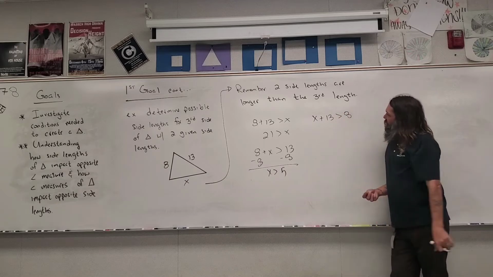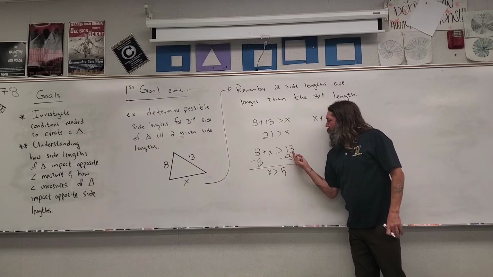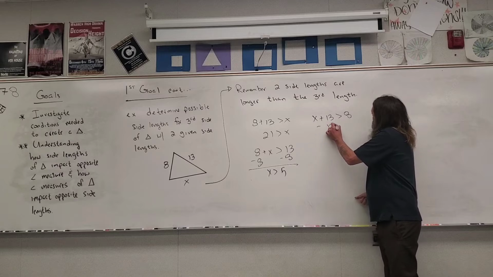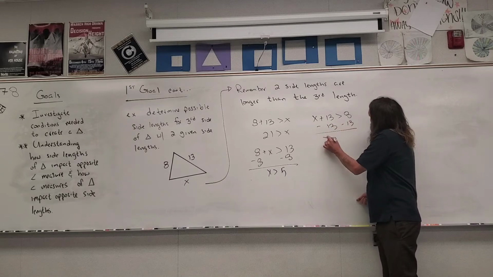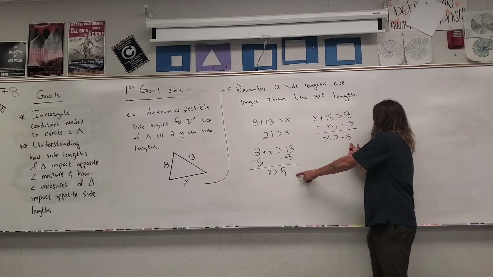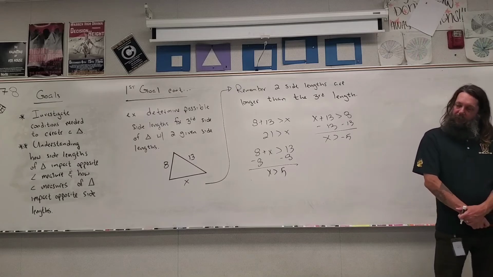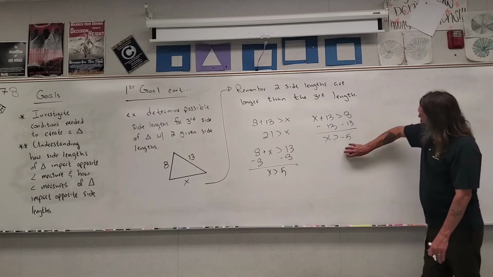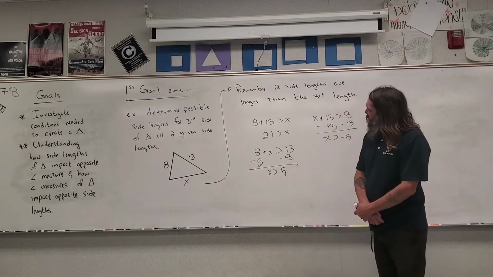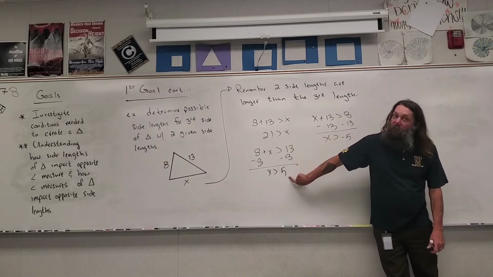Remember, the two side lengths are longer than the third. 8 and 13 are longer than the third, x and 8 are longer than the third, x and 13 are longer than the third. So if I get the x by itself, we're going to get that the length obviously has to be longer than a negative. Remember, in the previous section I said it's going to be the same number, but the signs are going to be opposite. So what this means is that the possible length for the third side is going to be shorter than 21, but longer than 5.